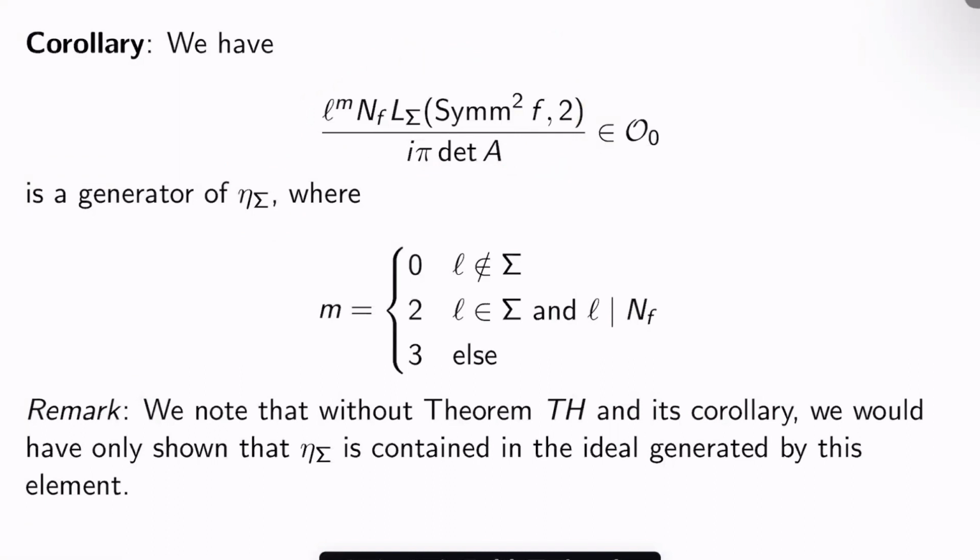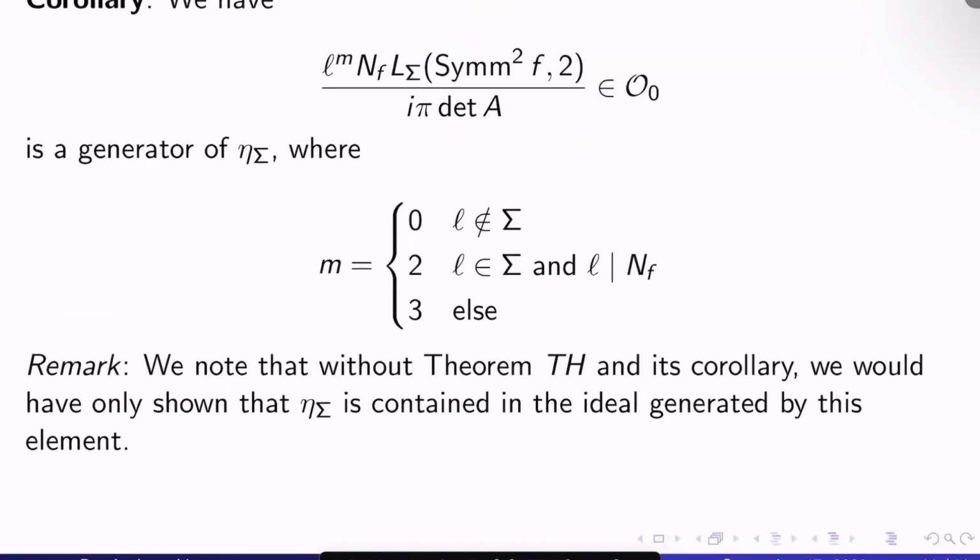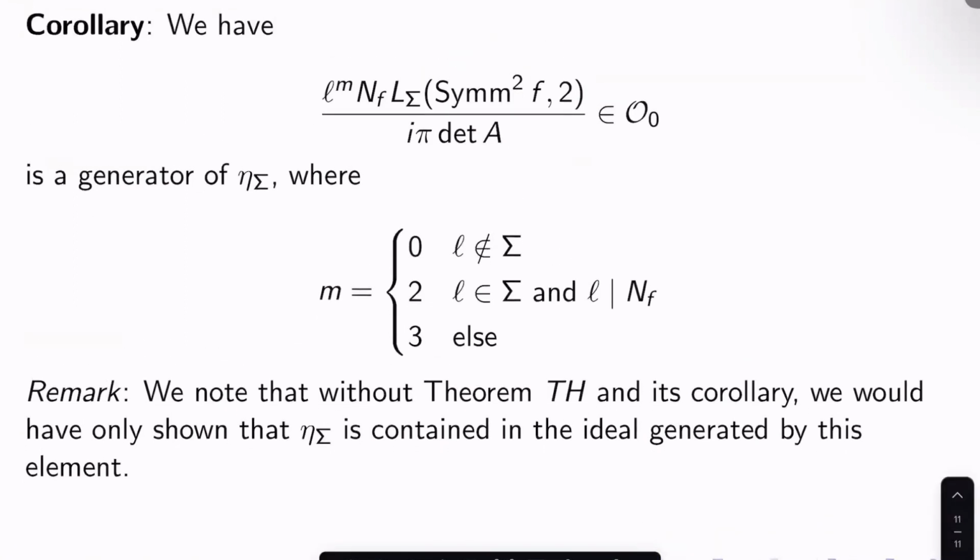Okay. Now, it seems like we did a lot of work for very little, but I'll note here that without theorem TH from the previous videos and its corollary, which we haven't used yet, by the way, we would have actually only been able to show that eta sub sigma is contained in the ideal generated by this guy rather than it's equal to that ideal, and that wouldn't be good enough.